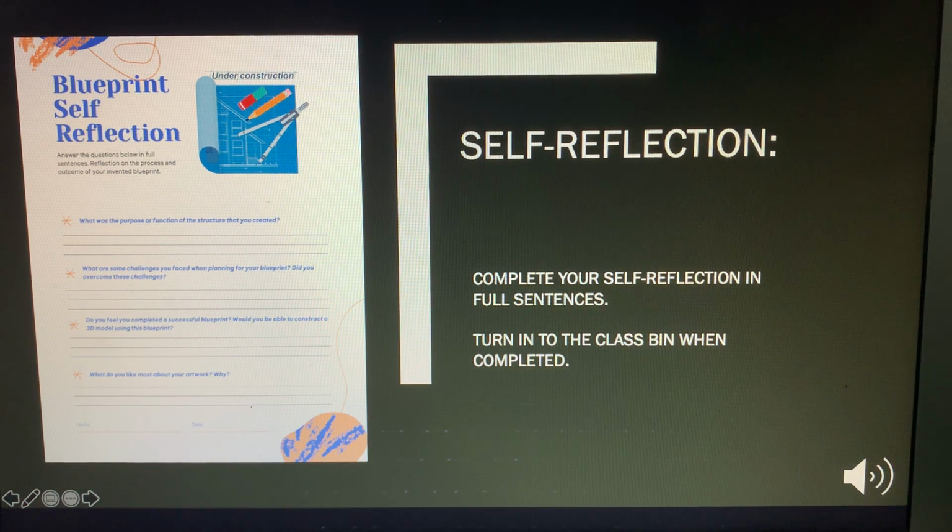Once students have completed their blueprint, they will complete the blueprint self-reflection form, as seen here. They will answer the questions, what is the purpose or function of their structure, what were challenges that they had faced when planning their blueprint, and did they overcome these challenges, and do you feel that you completed a successful blueprint? Would you be able to construct a 3D model using this blueprint? And finally, what do you like most about your artwork and why?